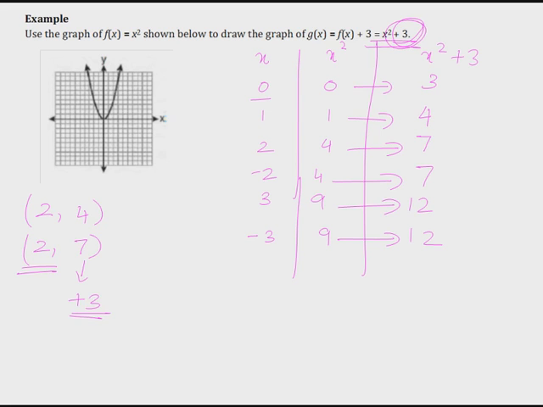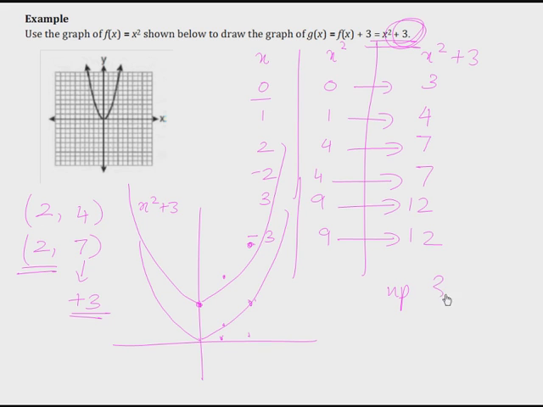So what will be the new graph? Well, if the old graph was this, for each x value, the y value is going up 3. So the entire graph has moved up 3 units. That's all that's happened. The entire graph has been translated up 3 units. Every y coordinate is 3 units more than the earlier y coordinate for the same x coordinate. It's moved up 3 units.